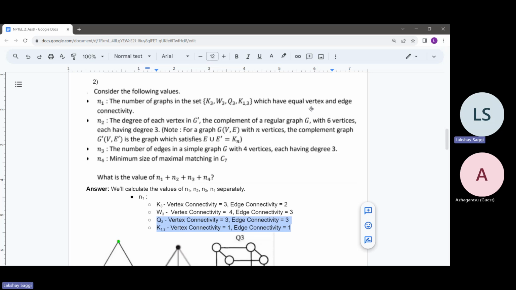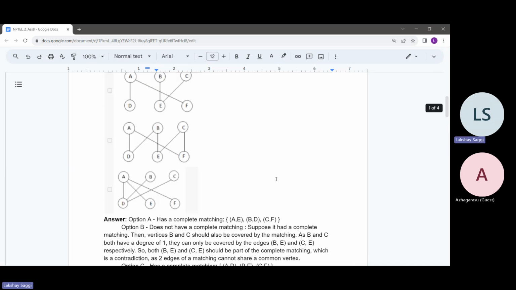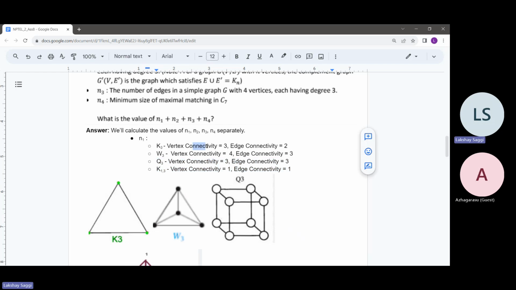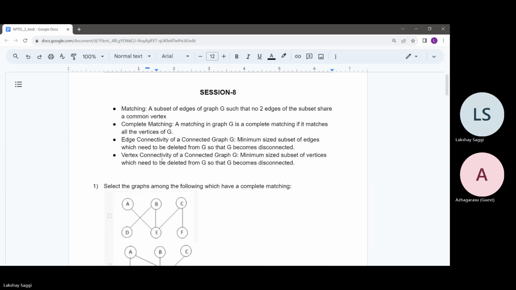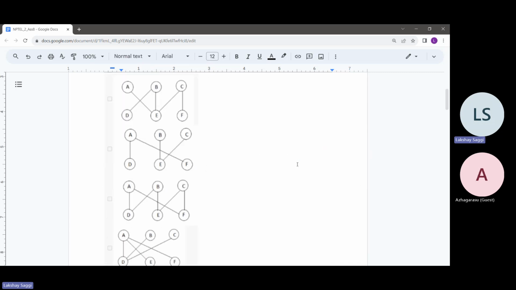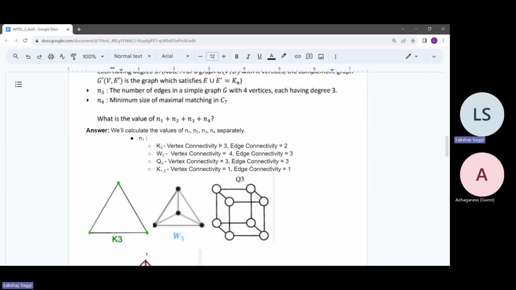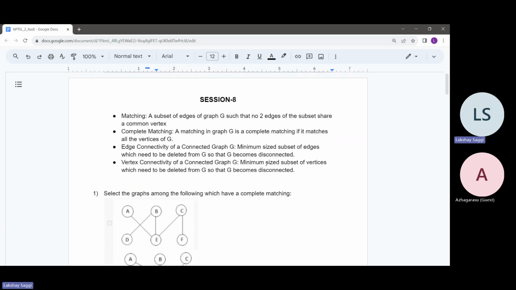One thing which I missed out on is the definition of vertex connectivity which I discussed here: the minimum size subset of vertices which need to be deleted so that G becomes disconnected. From this definition, we would obtain the vertex connectivity as 3 and 4 for these graphs, and 3 and 1. But I believe I've missed something.